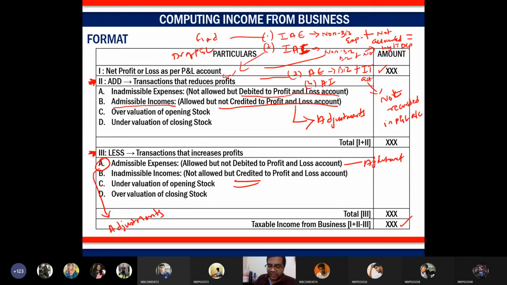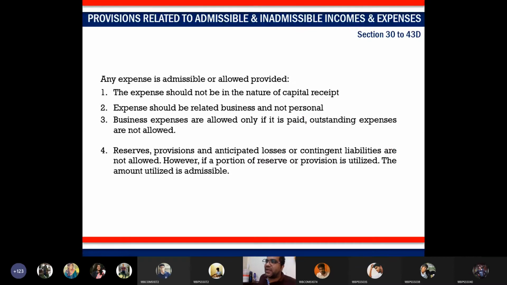Right now, you focus on understanding the list of admissible and inadmissible items as per the IT Act. I told you, first use your logic, use your common sense, then also remember the IT provisions. This is the first point which we discussed in the last class: when we are evaluating whether we should take something as a business expense or not, apply these four important criteria. Criteria number one, in order to consider an expense for deduction from profit and loss account, check whether that expense is a capital receipt or not. If it is a capital receipt, it is not allowed because capital receipts are recorded in the balance sheet.